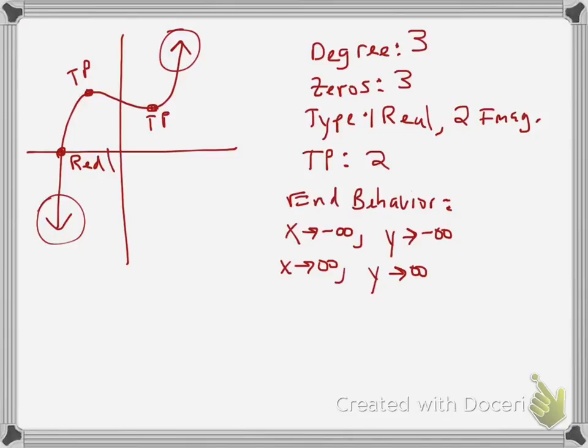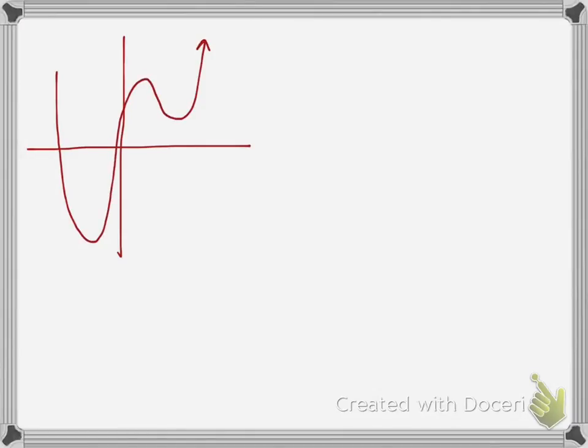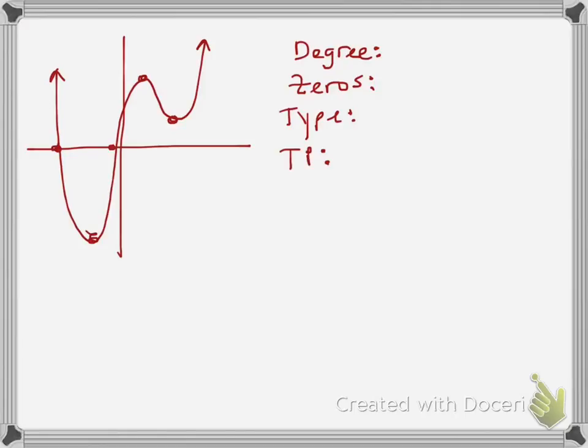All right. I'm going to do one more. Hopefully you guys can identify and see what's going on with this. Once again, important points. I'm going to go ahead and plot those. Same idea. Let's figure out our degree, how many zeros we're supposed to have, the type that we're working with, the number of turning points. I'm going to go EB for end behavior. So let's take a look.